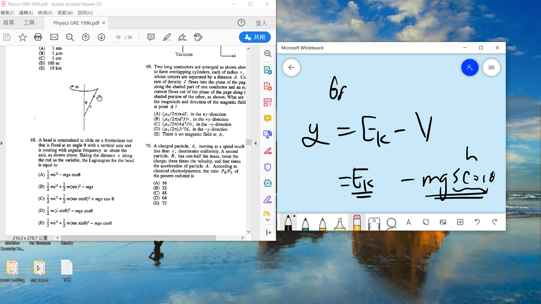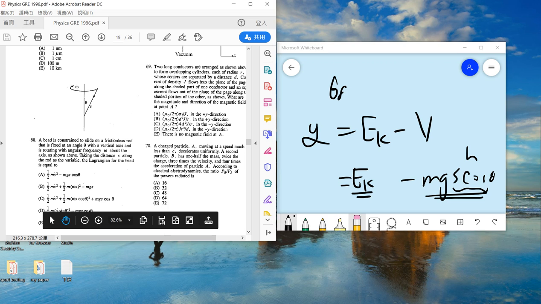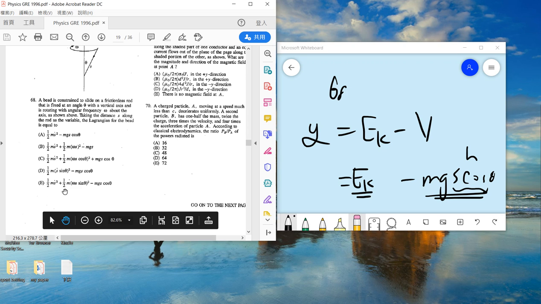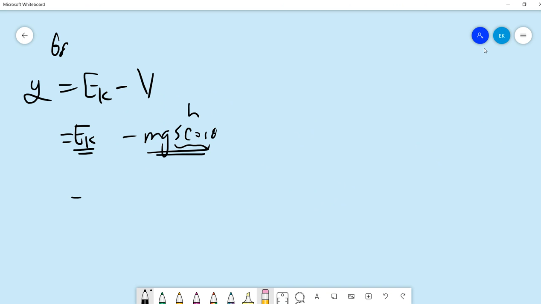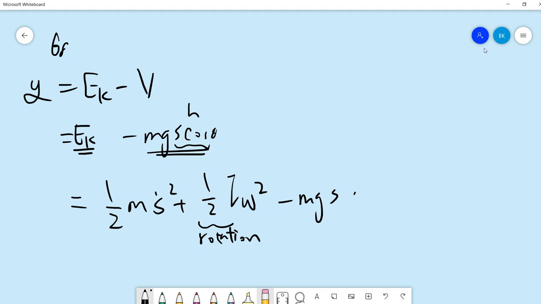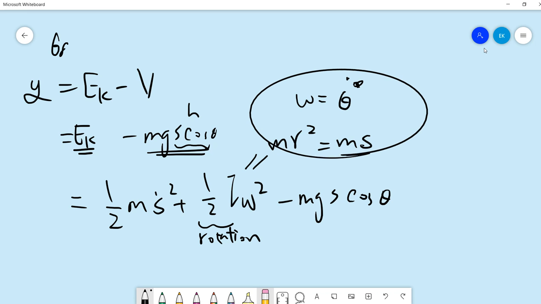This s is not constrained. So basically, you must have the first term, m s dot squared, and you also have the rotation term. So this is the first term plus the rotation term. The rotation term is just I omega squared. I is just m r squared, where your rotation distance is s, and omega is the so-called theta dot. So plug this information in.